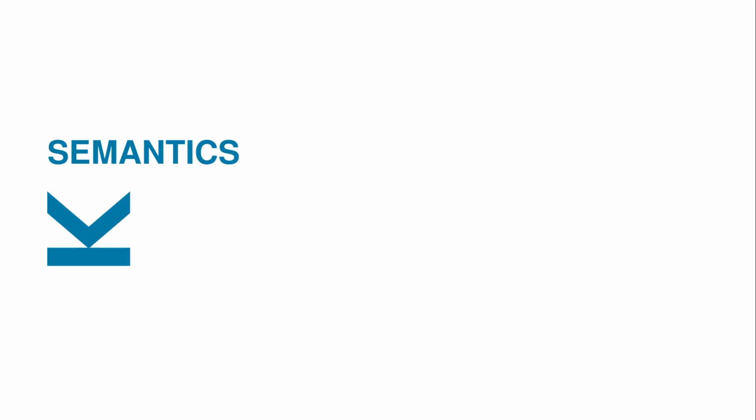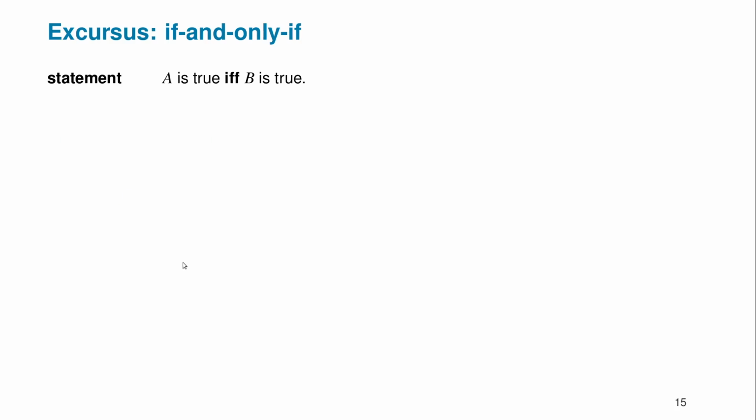Now we have defined the structure of a propositional formula. We have to give it a meaning. And before we do so, let's introduce a very important concept that we will use later on, and this is "if and only if". When you see an "if" with a double F, this is not a typo, but has a special meaning. What does it mean if we have a statement A is true if, with two Fs, standing for if and only if, B is true?